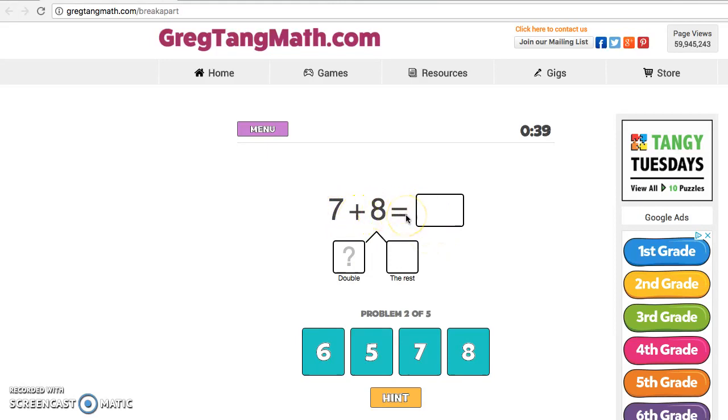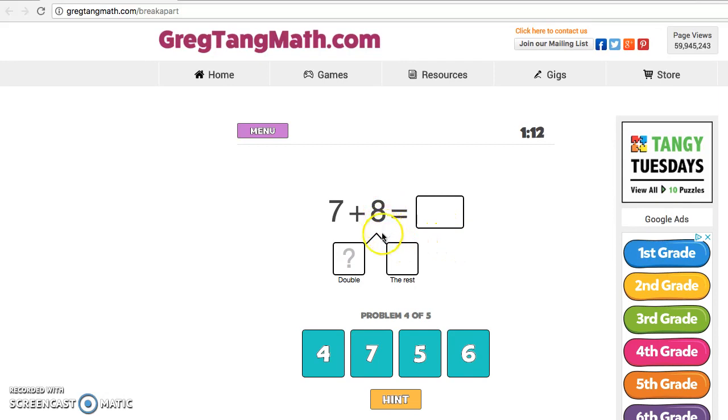7 plus 8 equals, the doubles fact for this is 7, that's the double, plus 1 more equals 8. So we have 7 plus 8 equals 15, or 7 plus 7 plus 1 equals 15. Moving on to the next one, 2 plus 3. Our doubles fact is 2 plus 1, and that answer is 5. 7 plus 8 came up again, with the doubles fact of 7 and a 1, and an answer of 15.